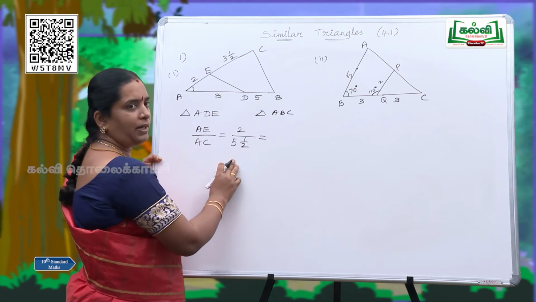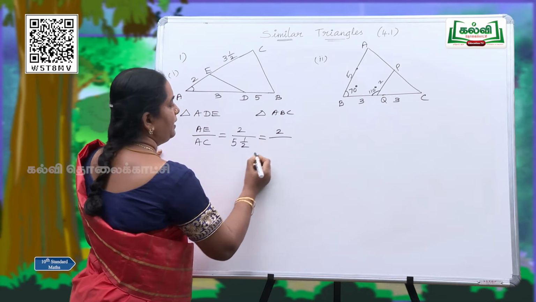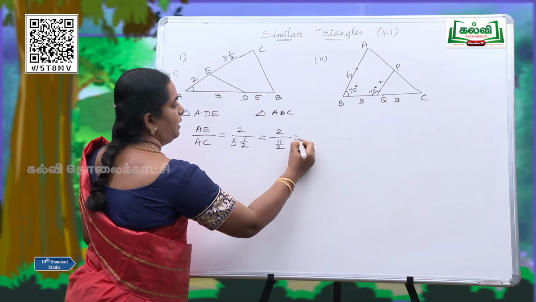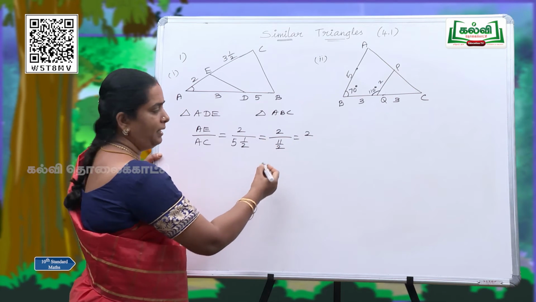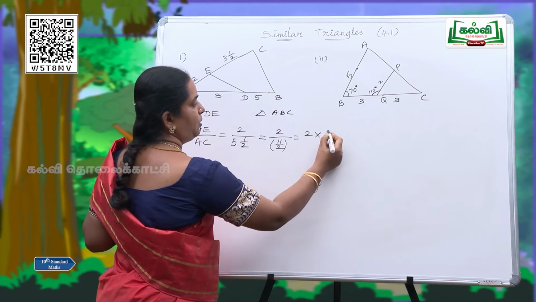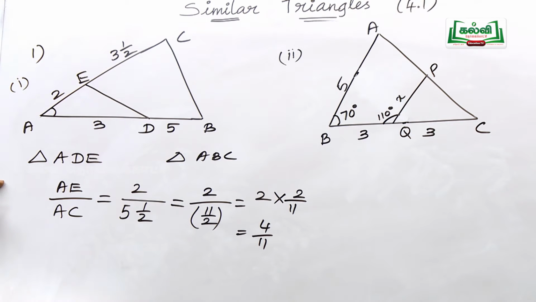How can you simplify 5.5 as an improper fraction? Yes, you can write it as 2 fives are 10 plus 1, 11 by 2. So 2 divided by 11 by 2 can be written as 2 into reciprocal, 2 by 11, that is 4 by 11. So 4 by 11 is the ratio for one pair of sides.